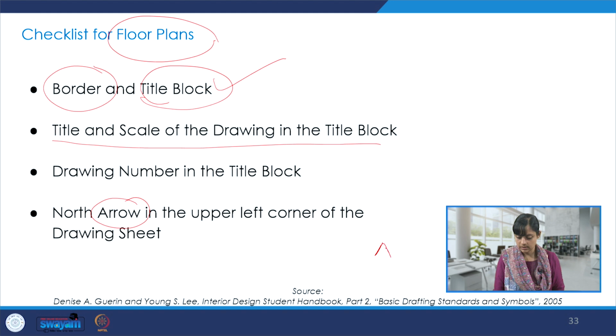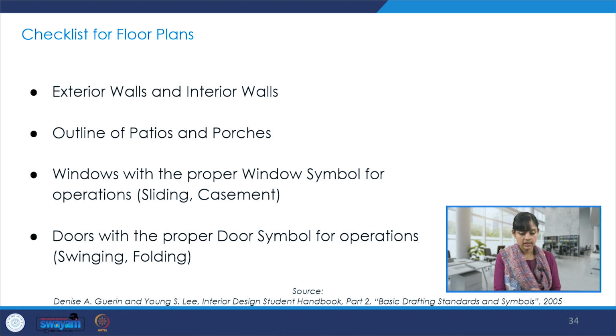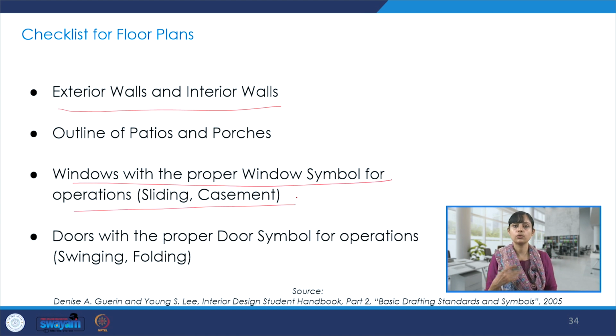So if I just put an arrow like this and then write north at the bottom of the sheet or upper left corner of the sheet, it will help understand the site orientation. Then the exterior walls and interior walls, outline of porches, patios, and whether we have given a window schedule or not, a door schedule or not, and whether the proper symbol is marked, whether we have highlighted through symbols, the symbols that we just saw a while ago, whether it's sliding or casement, or the door is swinging or folding or pocket or sliding, all those kinds.